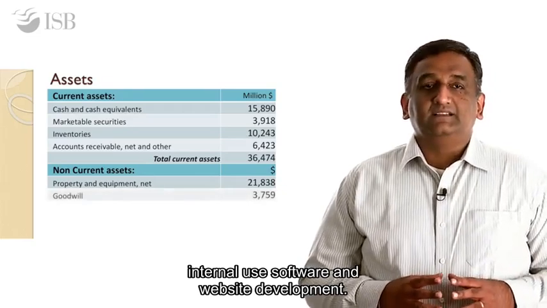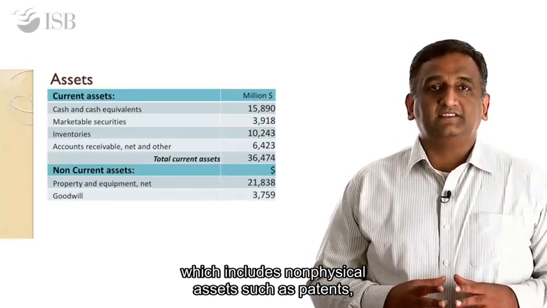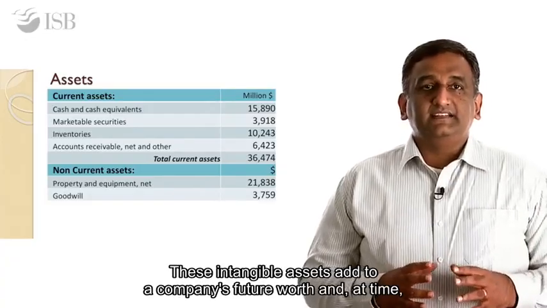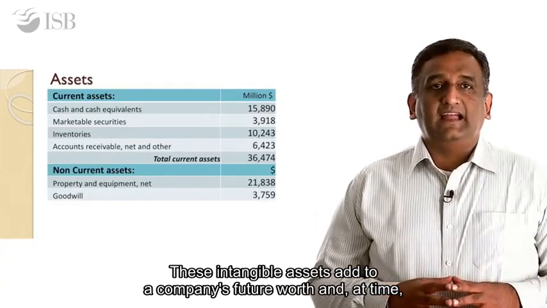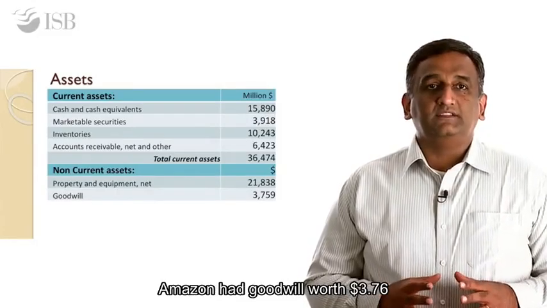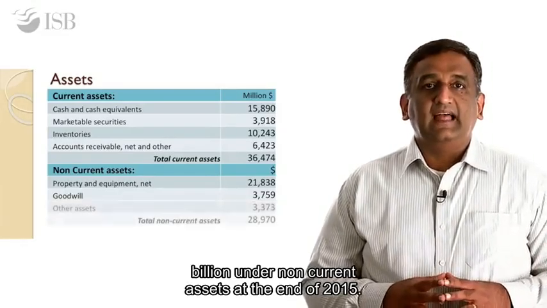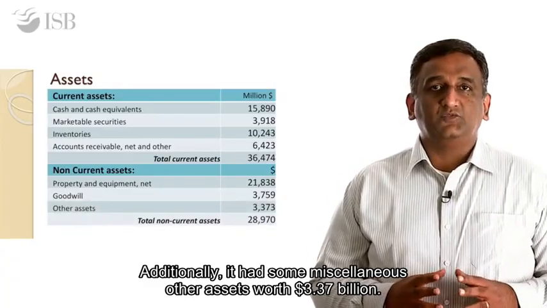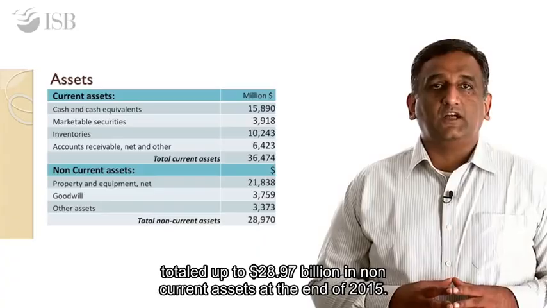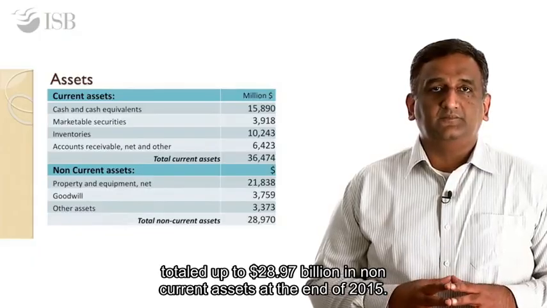The other major part of non-current assets is intangible assets, which includes non-physical assets such as patents, trademarks, copyrights, goodwill, and brand recognition. These intangible assets add to a company's future worth and at times may be more valuable than tangible assets. Amazon had goodwill worth $3.76 billion under non-current assets at the end of 2015. Additionally, it had some miscellaneous other assets worth $3.37 billion. PP&E, goodwill, and other assets totaled up to $28.97 billion in non-current assets at the end of 2015.